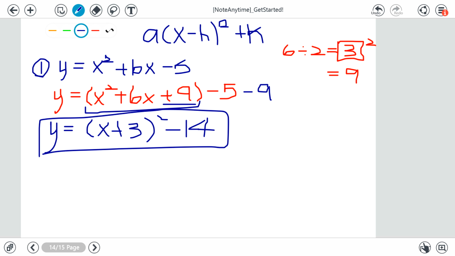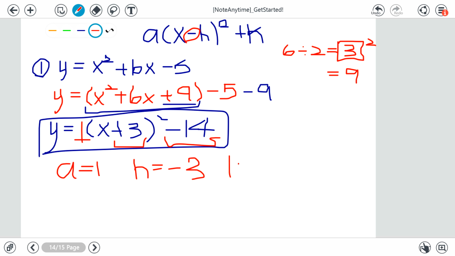Now let's define our a, h, and k since we're here. Your a, since there's nothing up here, is invisible, so your a is equal to 1. Your h, remember, although this is positive 3, it looks like your h is completely opposite of it because of this negative sign. So your h is negative 3. Your k is negative 14.